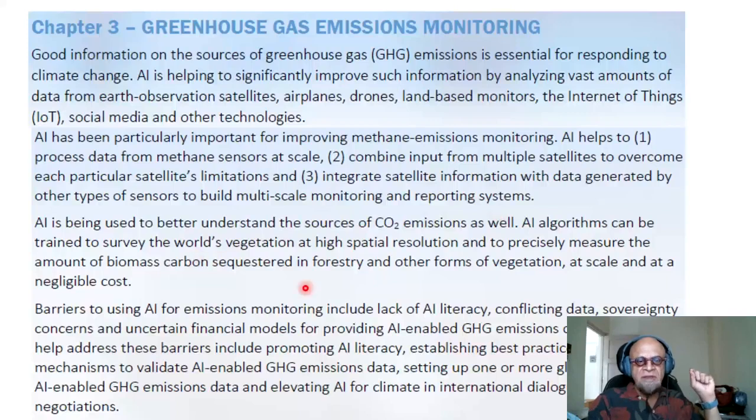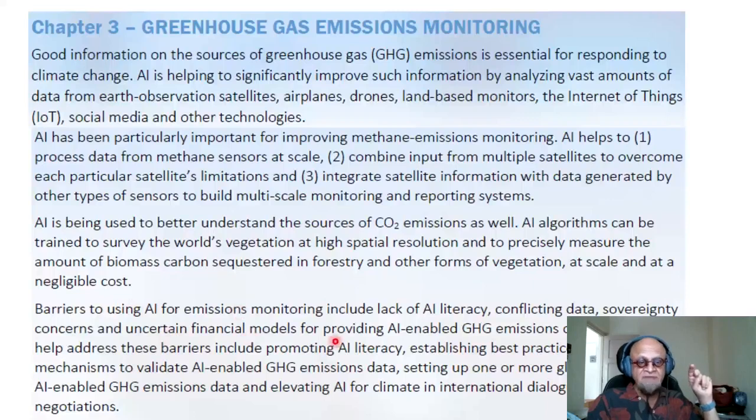AI is being used to better understand the sources of CO2 emissions as well. AI algorithms can be trained to survey the world's vegetation at high spatial resolution and to precisely measure the amount of biomass carbon sequestered in forestry and other forms of vegetation at scale and at a negligible cost. Cost is always critical for making this a sustainable effort.